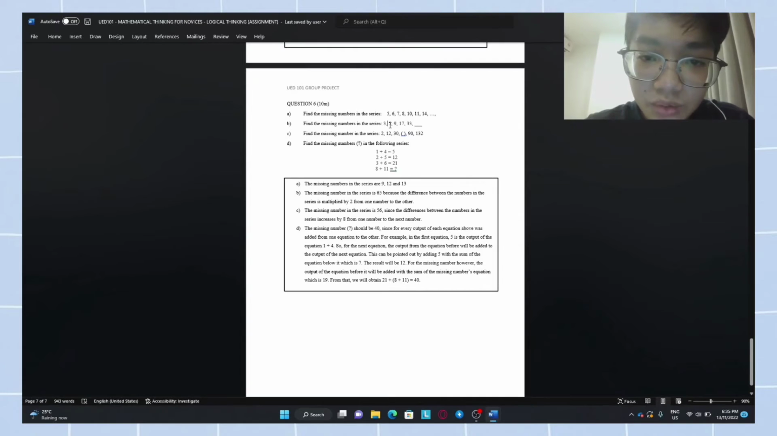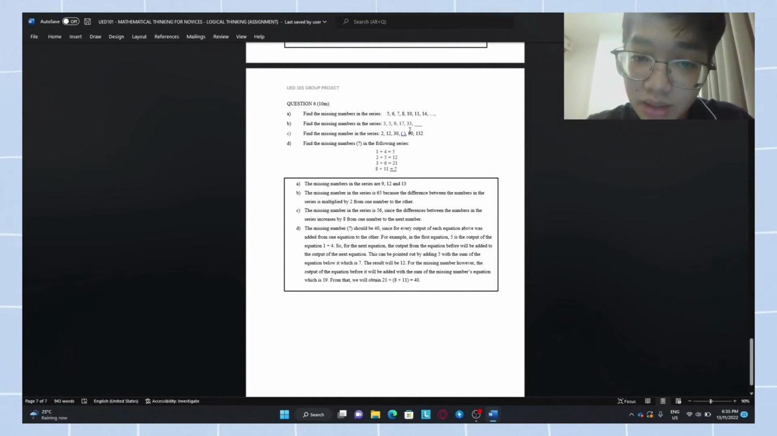Because 3 to 5, the difference is 2. 5 to 9, the difference is 4. 2 multiplied by 2 equals 4. So, to make it more clear, 9 to 17 is 8. 5 to 9 is 4. So we can see that 5 to 9, which is 4, multiplied by 2 is 8. So the next number will have a difference of 8, which is 9 and 17. The difference is 8. And the next number will be the same case. 17 and 33. 8 multiplied by 2 equals 16.